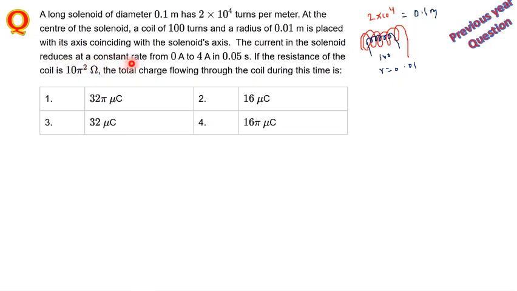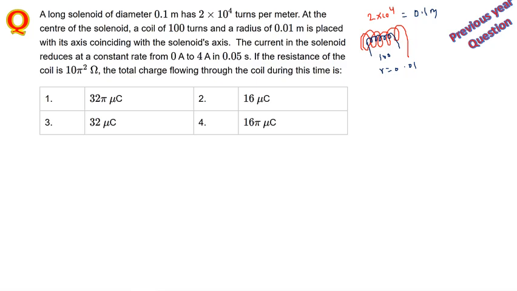Now what they are asking in this one: the current in the solenoid is reduced at a constant rate from 0 to 4 ampere in 0.05 second. If the resistance of the coil R value is given, the total charge flowing through the coil at this time, so Q value they are asking here.